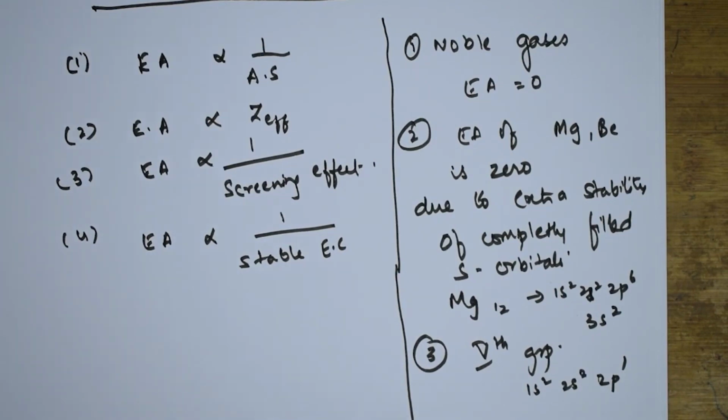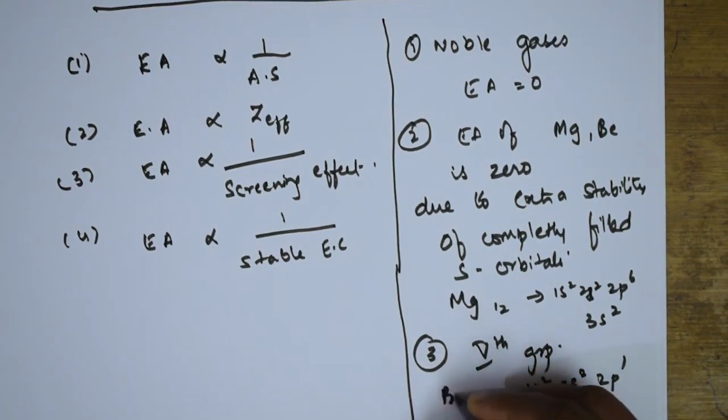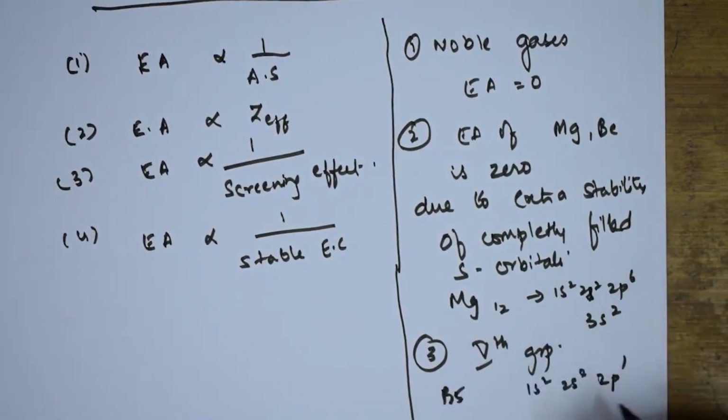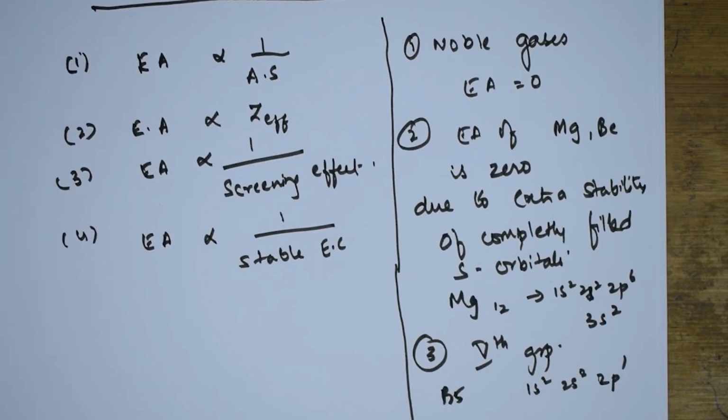Now normally, when I take a fifth group element in the periodic table, hope you would have seen the video of the periodic classification of elements, students. In that, your first group is your alkali metals. Second is your alkaline earth metals. Third, fourth, like that. Suppose I take the fifth group elements, boron, atomic number 5. So let us write boron 5: 1s2, 2s2, the same thing I have already written. With the half filled orbitals, the electron affinity will be very, very less because of the half filled nature.